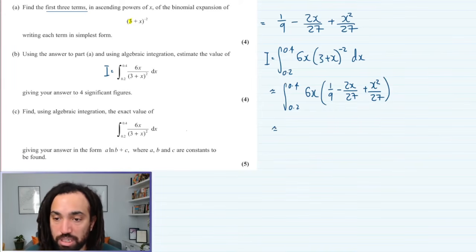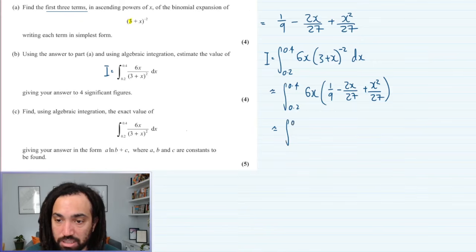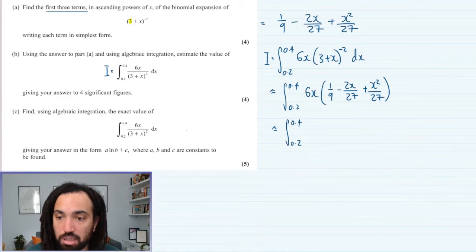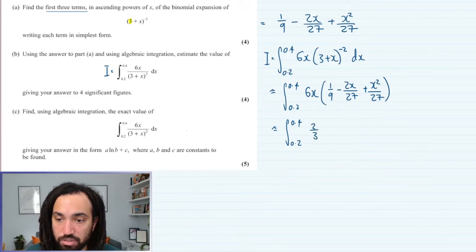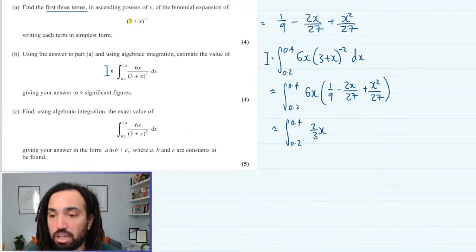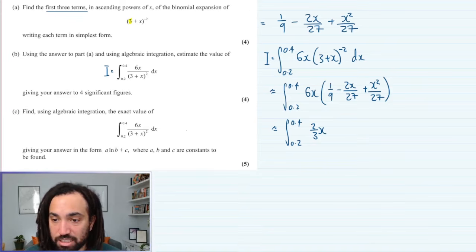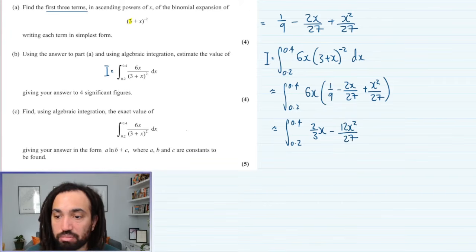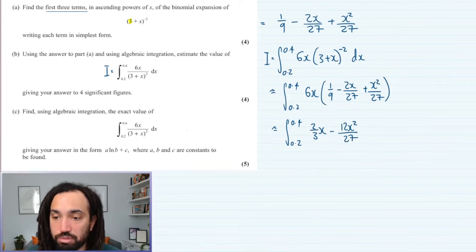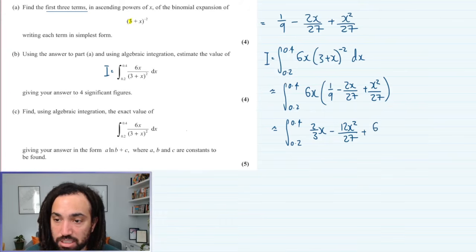Okay, so this is approximately equal to, again we can expand out these brackets. 6 times a 9th is 2/3, so that's 2/3 x. Timesing through by 6 is going to give us minus 12 x squared over 27. And again, timesing through by 6 is going to give us plus 6, and then the x cubed, which is times through by x as well, over 27.